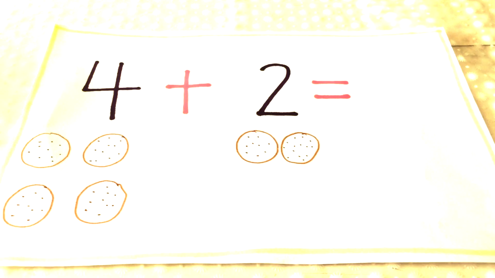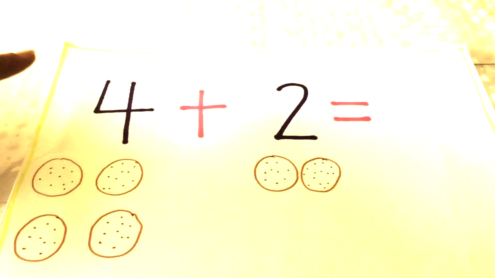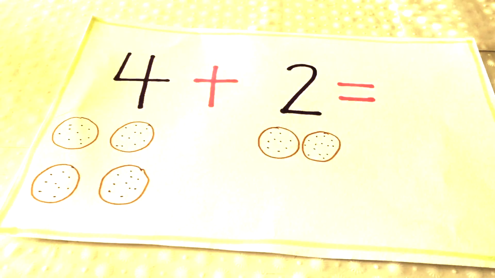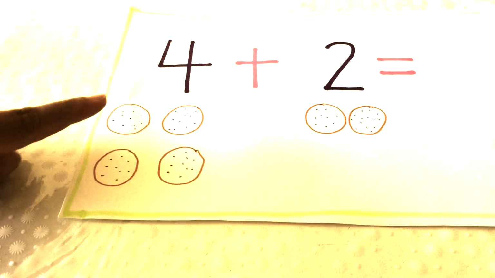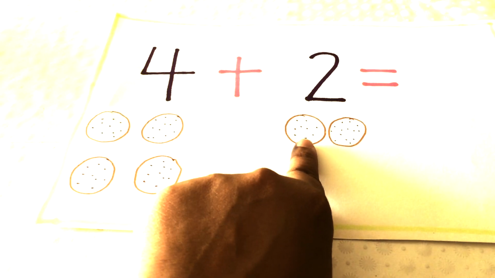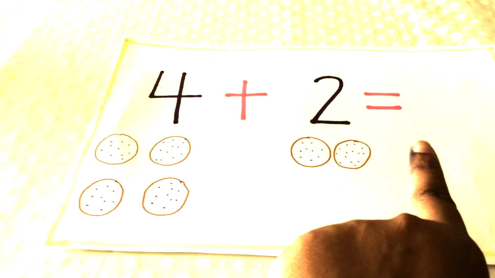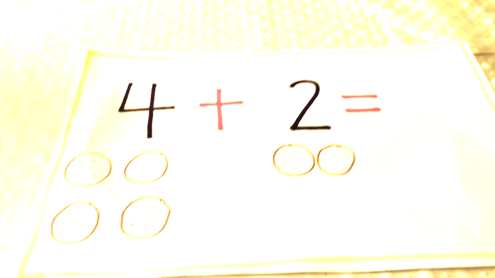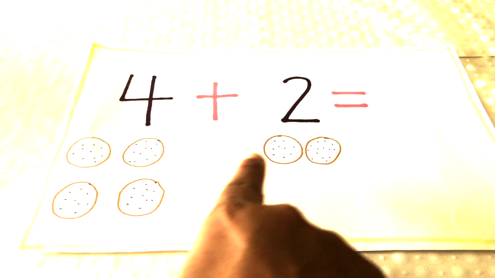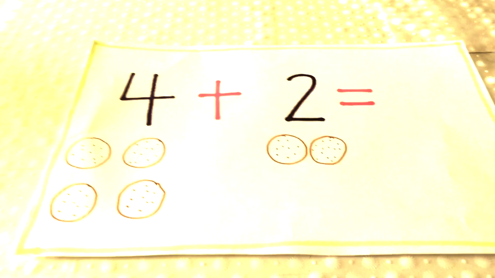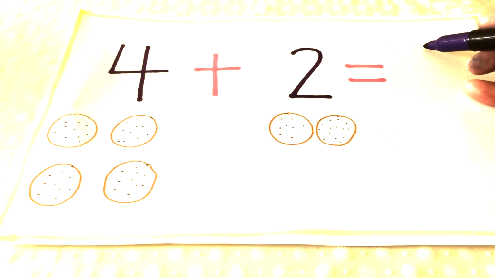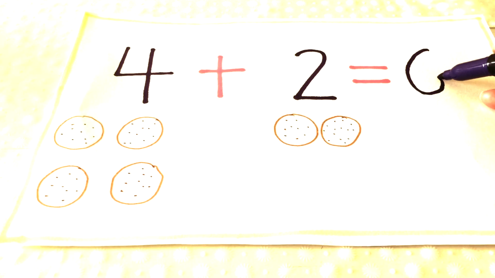Now we can also do that on a piece of paper. So if you look at your paper here, we have 4 plus 2 equals. Now, I've put 4 cookies here. 1, 2, 3, 4. Plus 2 cookies, 1, 2, equals to how many altogether? Let's count. Here we go. 1, 2, 3, 4, 5, 6. So you want to get out your marker and just right here, you want to write 6.